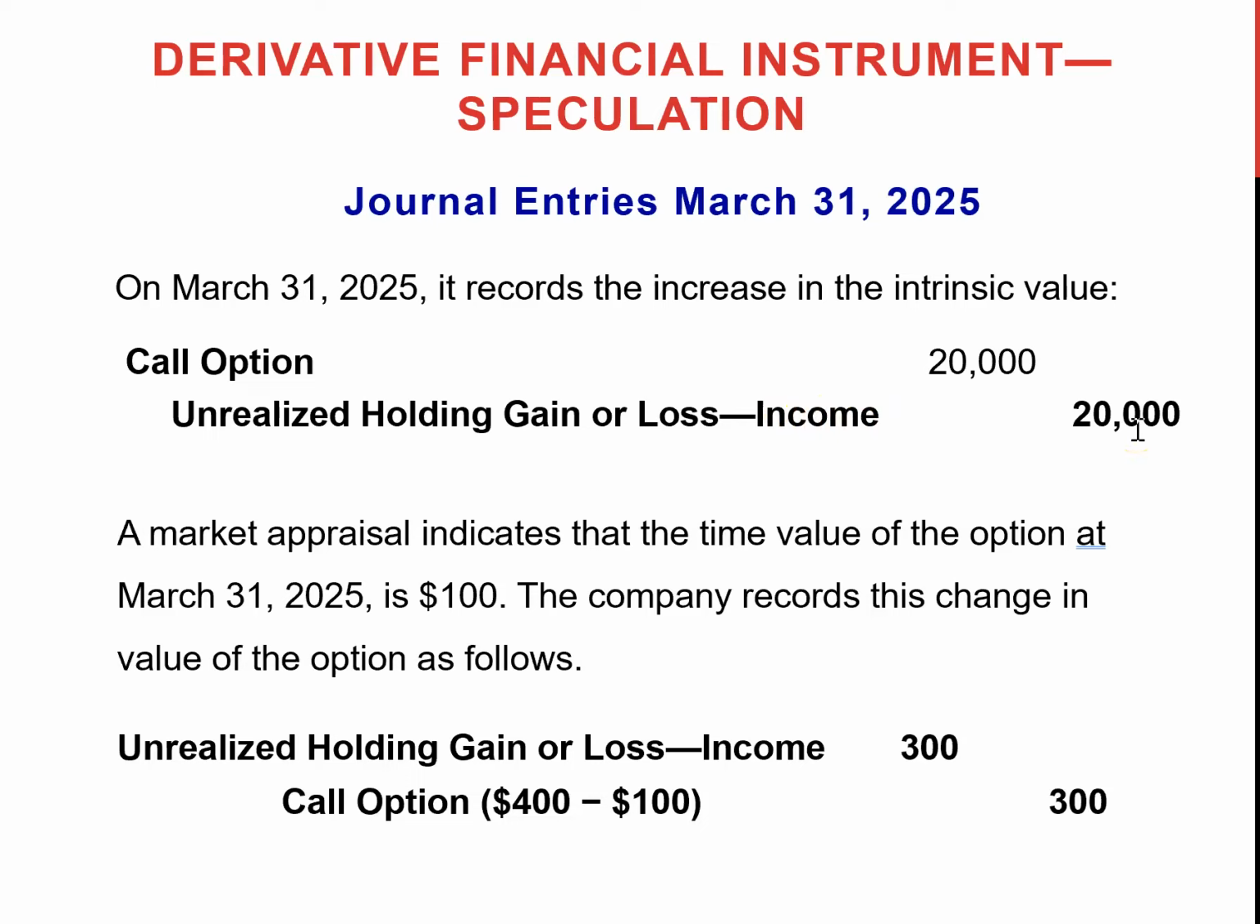On the other hand, they will reduce the time value by $300, because on March 31st, the time value of the option is $100. So to reduce that, they will credit call option $300. Since the time value of the option reduced, it's a loss, and they will use the same account but they will debit it. Unrealized holding gain or loss, debit $300, and call option value, credit $300.